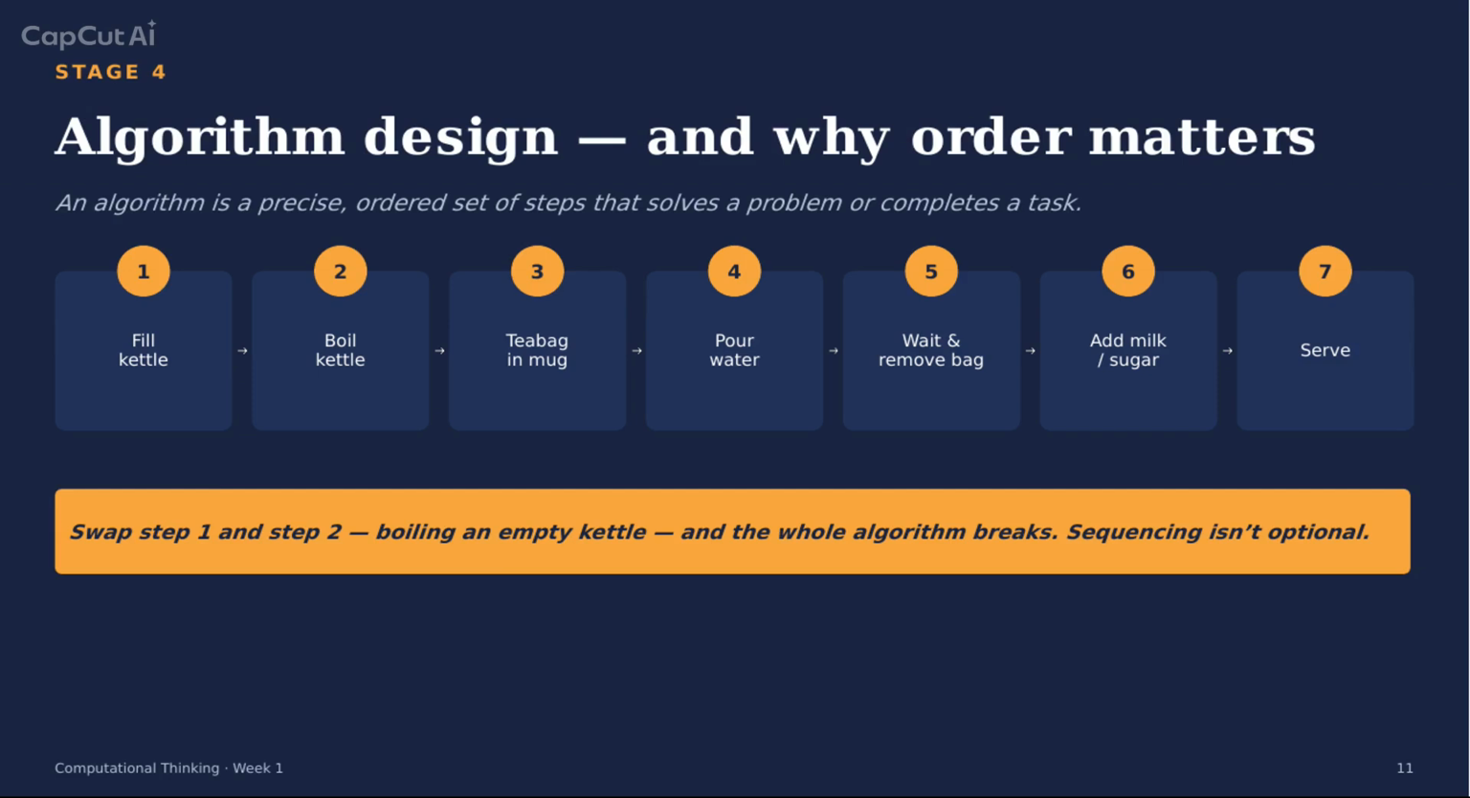But here's the part people underestimate. Swap step 1 and step 2. Try to boil an empty kettle, and the whole algorithm breaks. Sequencing isn't a nice to have, it's not optional.